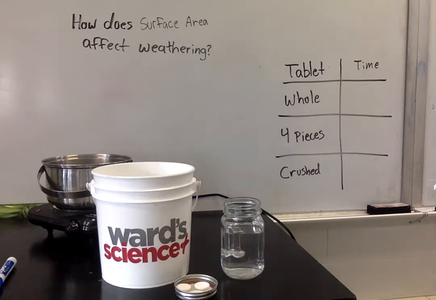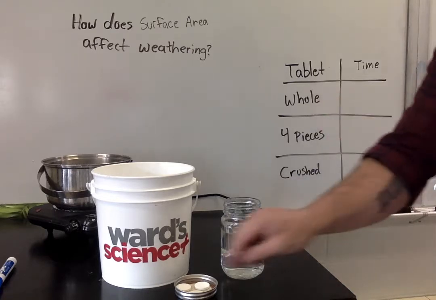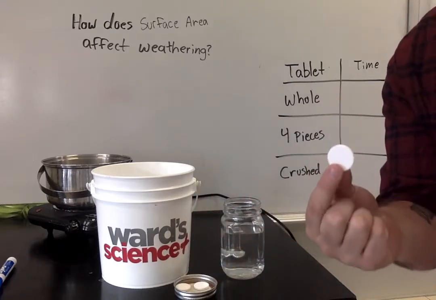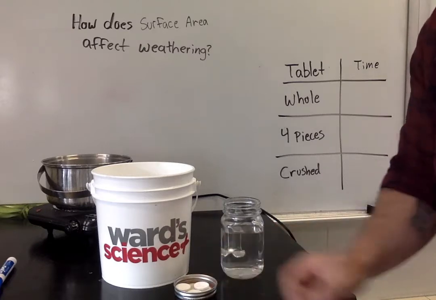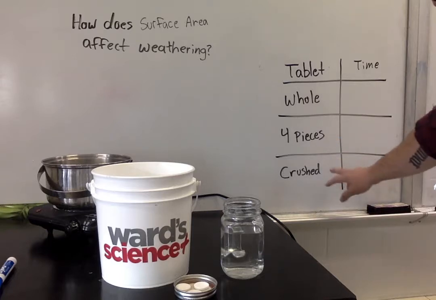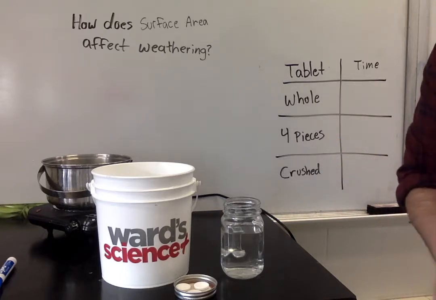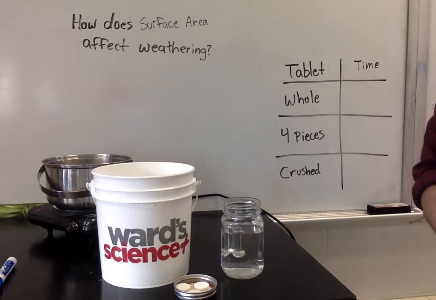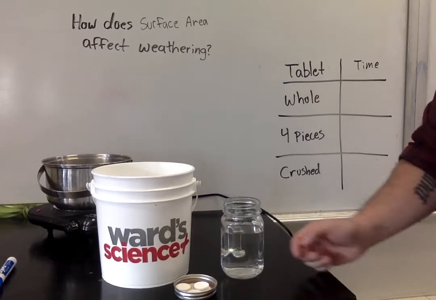And what's different about this experiment is we're going to break up these tablets more and more each time we try. So we're going to start with a whole tablet, then we're going to break one up into 4 pieces, and then we're going to crush one up into a powder. So let's go ahead and start.